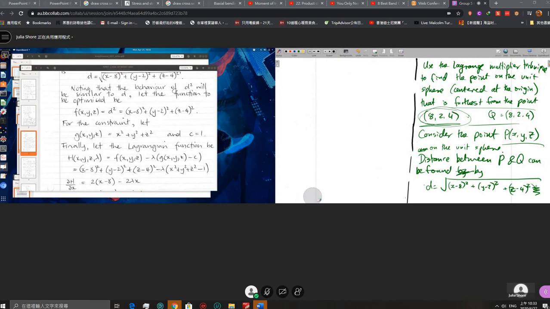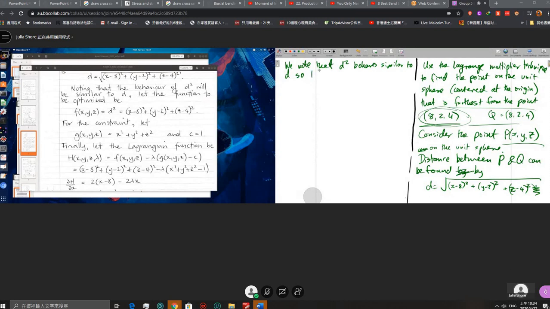So this is a bit where we think about, do we really need that square root there? And we can just say, we note that d squared behaves similar to d. So this is how this set of solutions is worded.